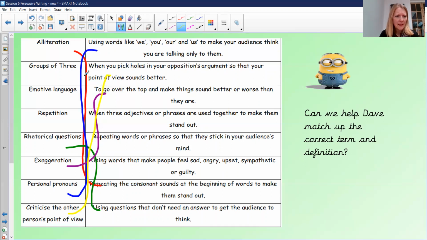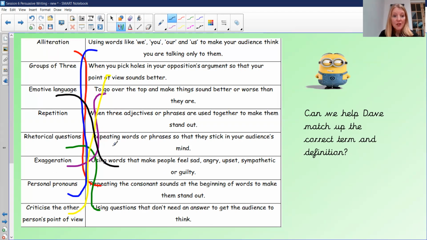Okay. So we've done that one. We haven't got groups of 3. Oh, emotive language. Okay, what's that one? I think it's this one. Using words that make people feel sad, angry, upset, sympathetic, or guilty. If you empathize, okay, emotive language, that's like really making them try to feel something. So that's that one there.